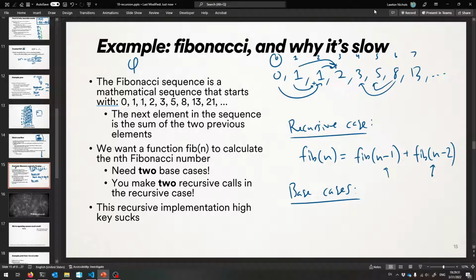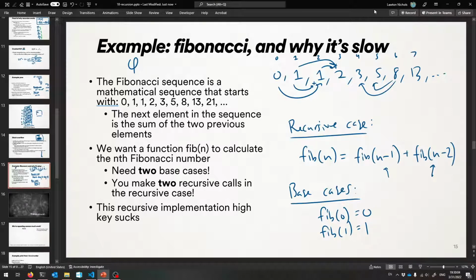So fib of 0 and fib of 1, those can't be computed using previous elements because there aren't two previous elements for 0, and there's only one previous element for 1. There's no way to get to the other one. So you have to start it off somewhere, and because this always needs two previous elements, if you don't have two previous elements, you just have to immediately say the answer. So that's why you have to define fib of 0 to be 0, that's a base case. Fib of 1, also define that to be a base case.